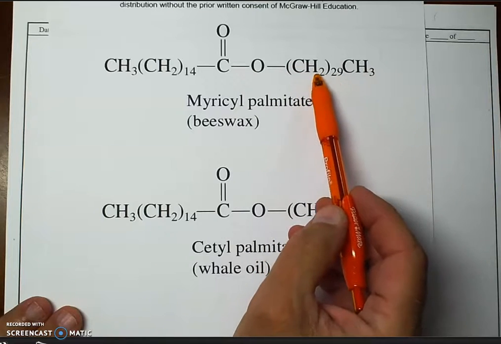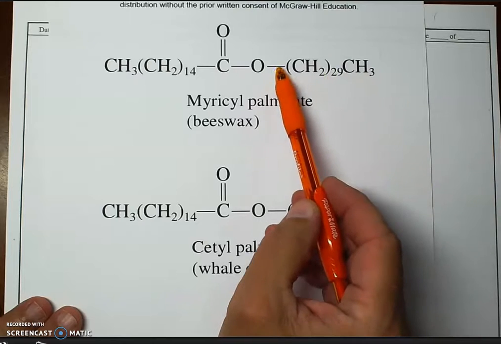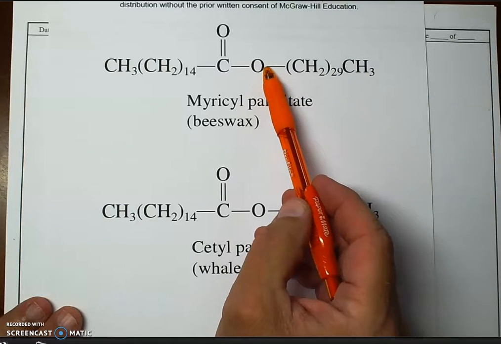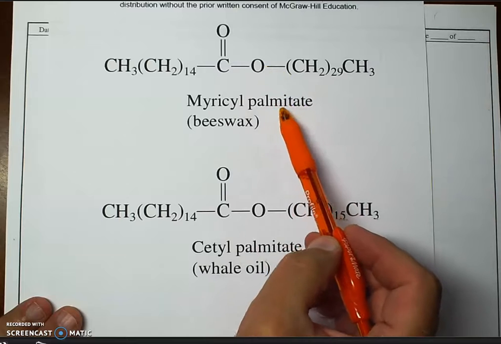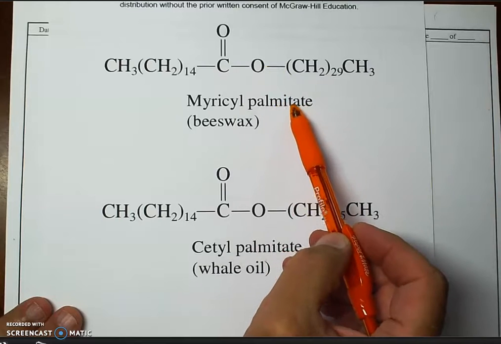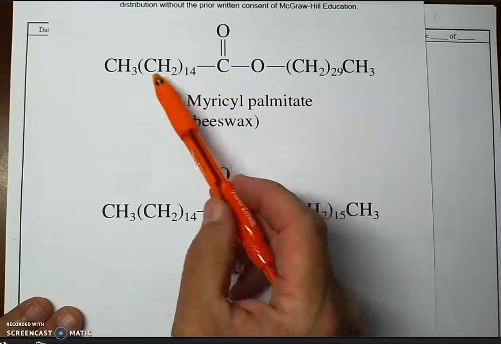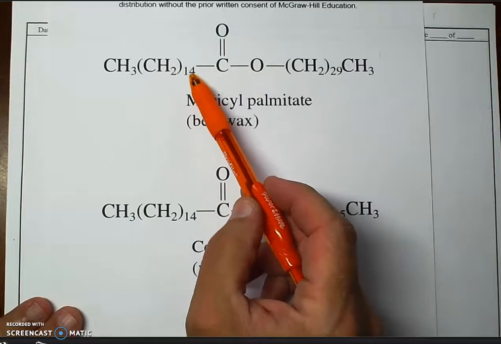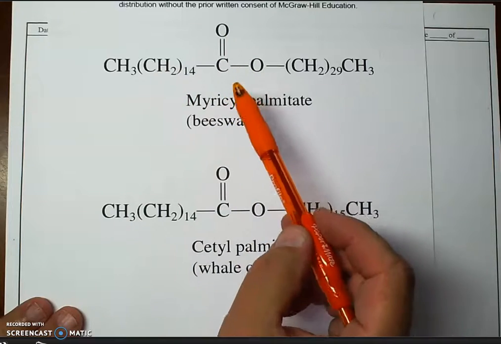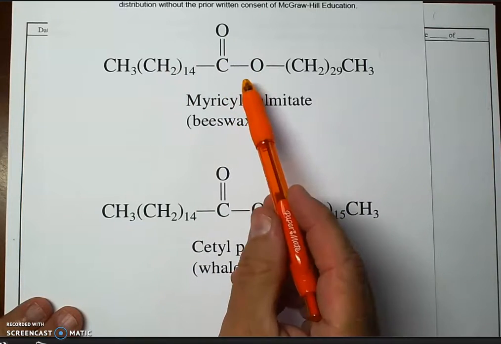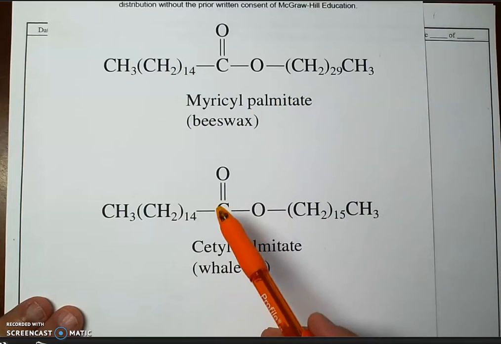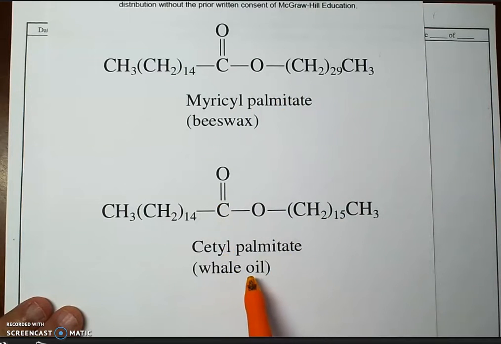You can see here there are 30 carbons in this long chain alcohol that was joined right here with an ester linkage to the palmitate, which is the conjugate base of palmitic acid, which is the 16 carbon acid we see here. So this is beeswax. And then, again, whale oil, once known as spermaceti, came from a gland in the head of whales.